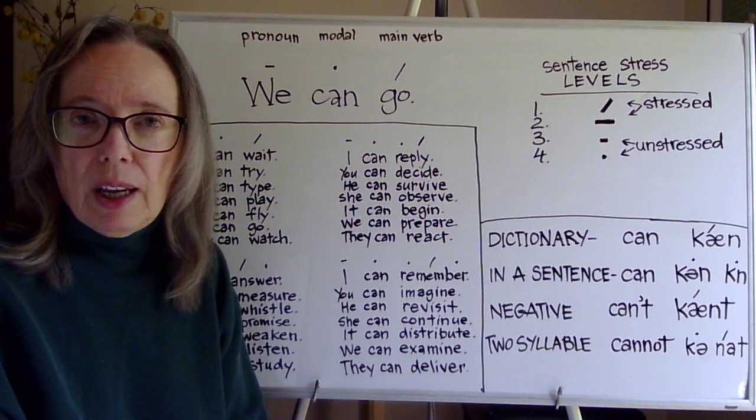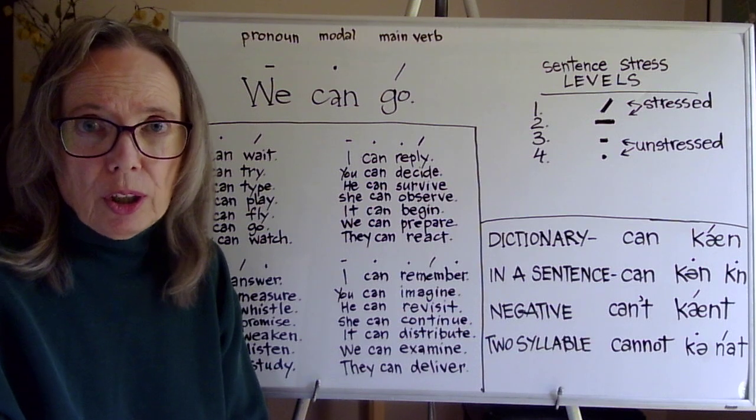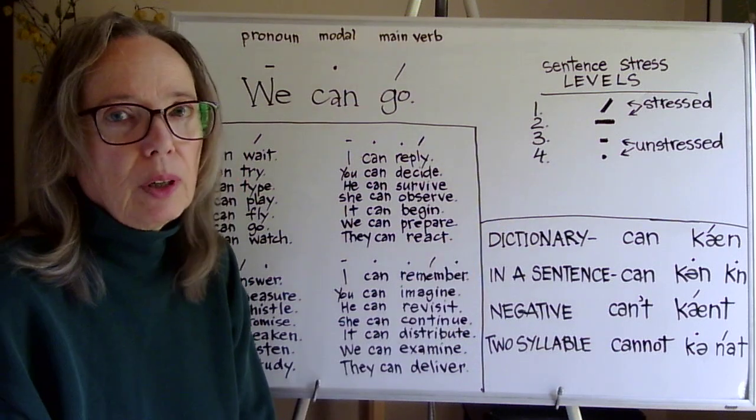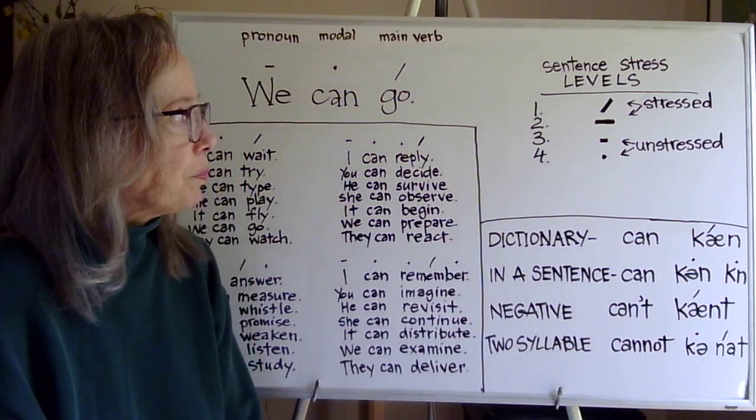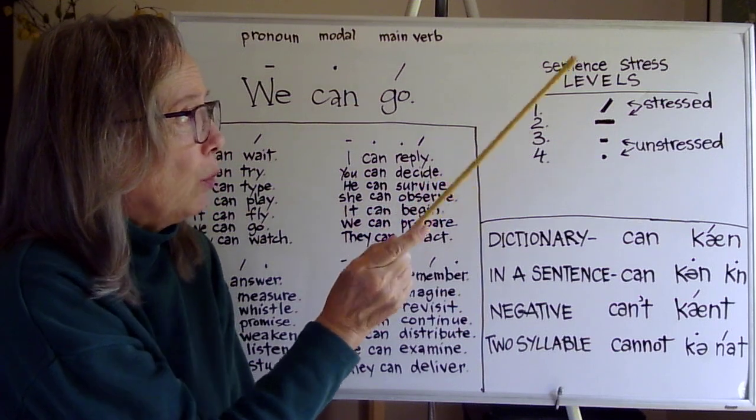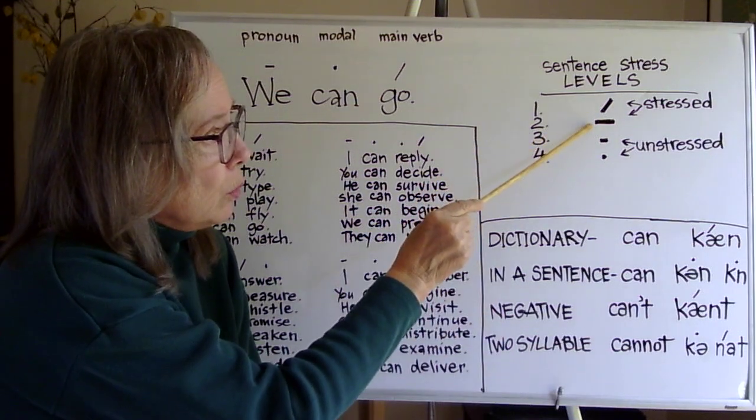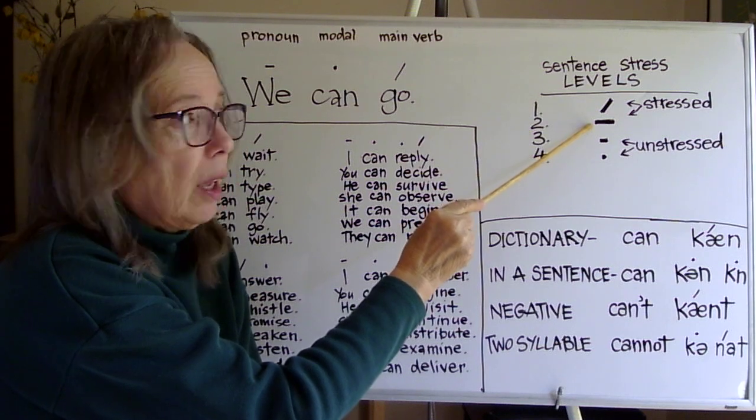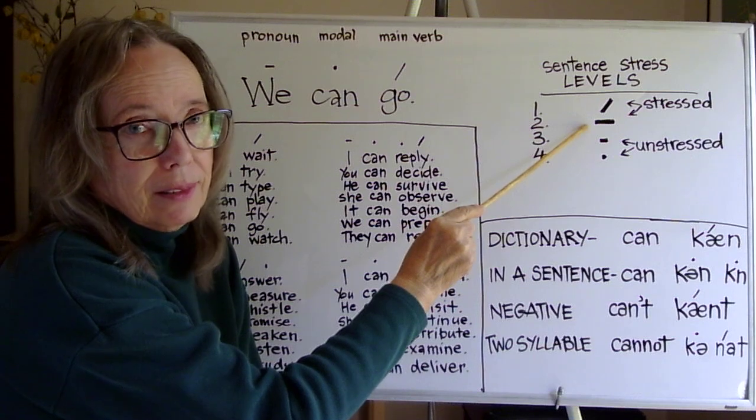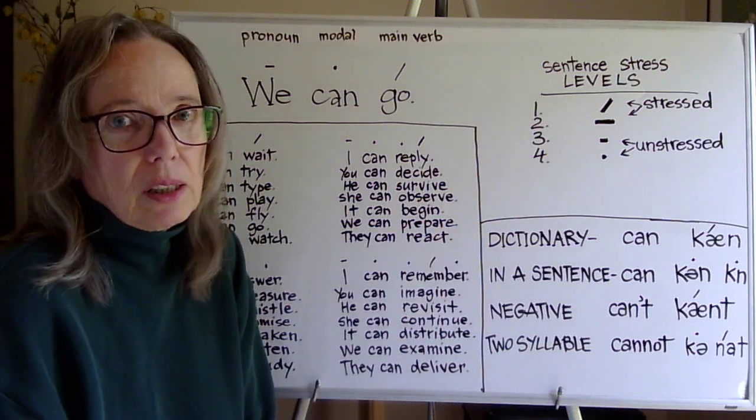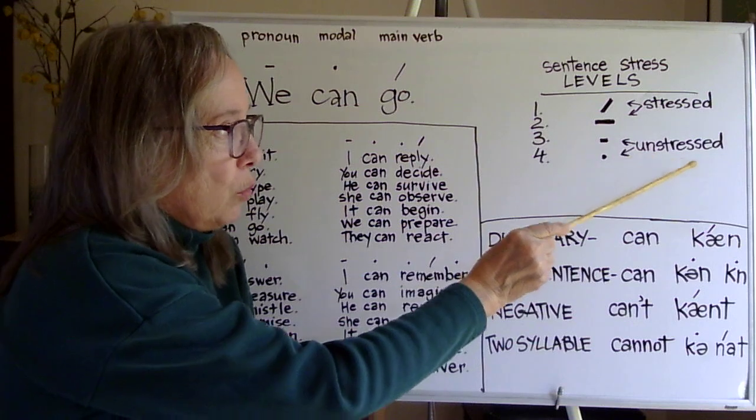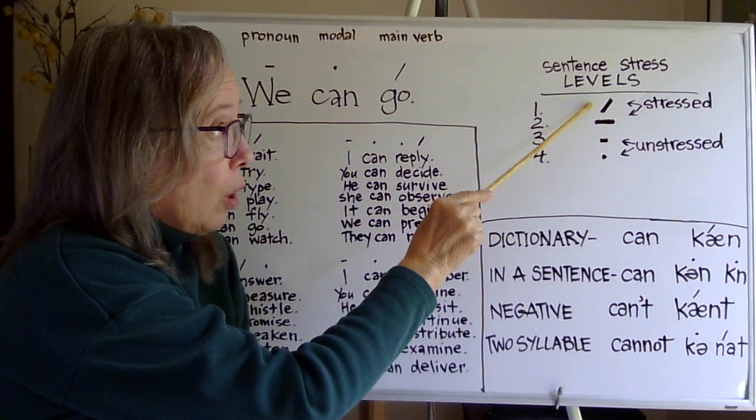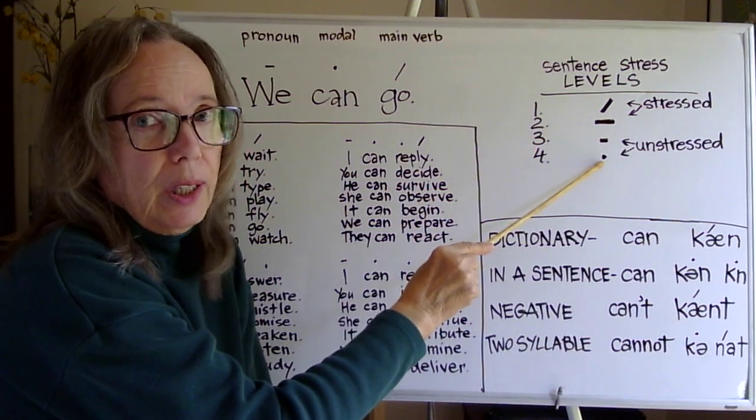Now, English sentences could have as many as 4 stress levels. And here I've made the marks that I'll use to identify the stress level and number it 1, 2, 3, and 4. These two are the strongest stress, and we call them stressed. These two are the weakest stress, and we call them unstressed, with this being the most stress, the strongest stress, and this being the weakest stress.